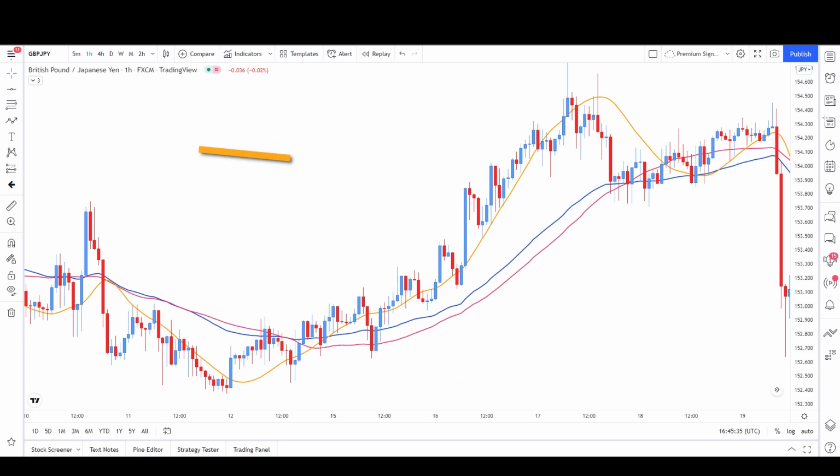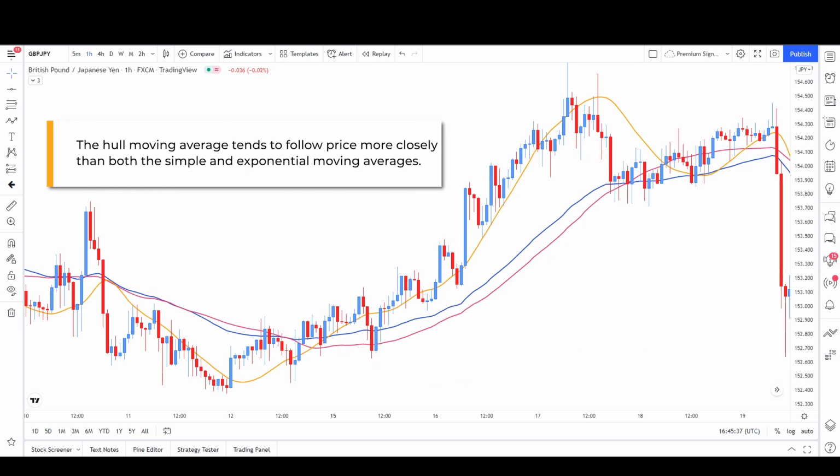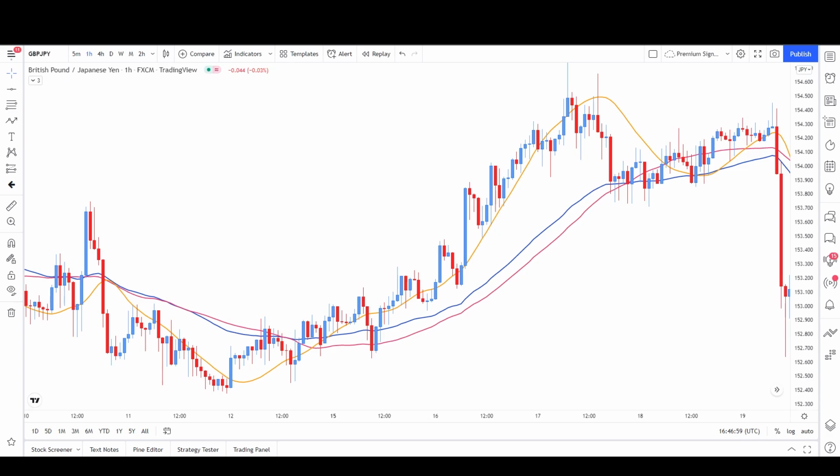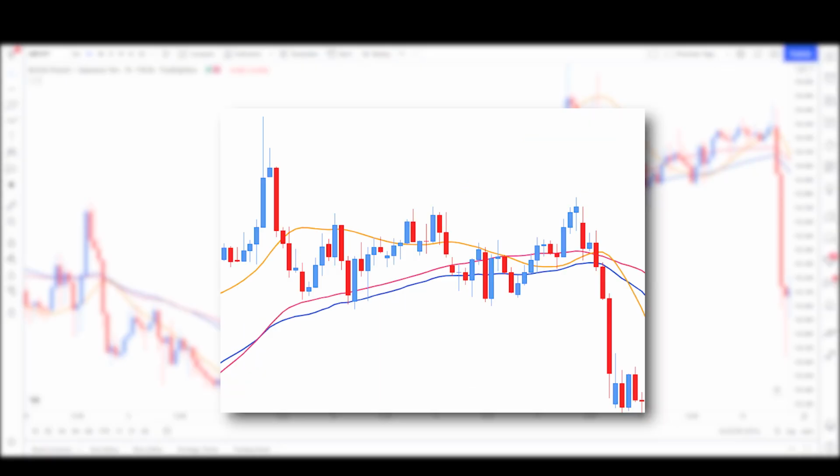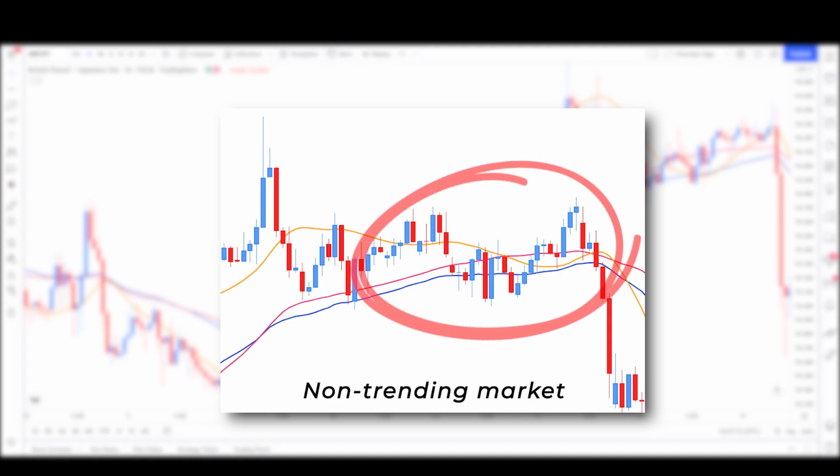The first thing you will notice about the Hull moving average is that it has a tendency to follow price considerably more closely than both the simple moving average and the exponential moving average. And when I was backtesting this strategy on all the currency pairs, I could definitely spot something that you might find helpful. During a market shift from a non-trending to a trending one, you can see that the 3 moving averages are staying relatively close together over here. I will add an example so you can see for yourself.